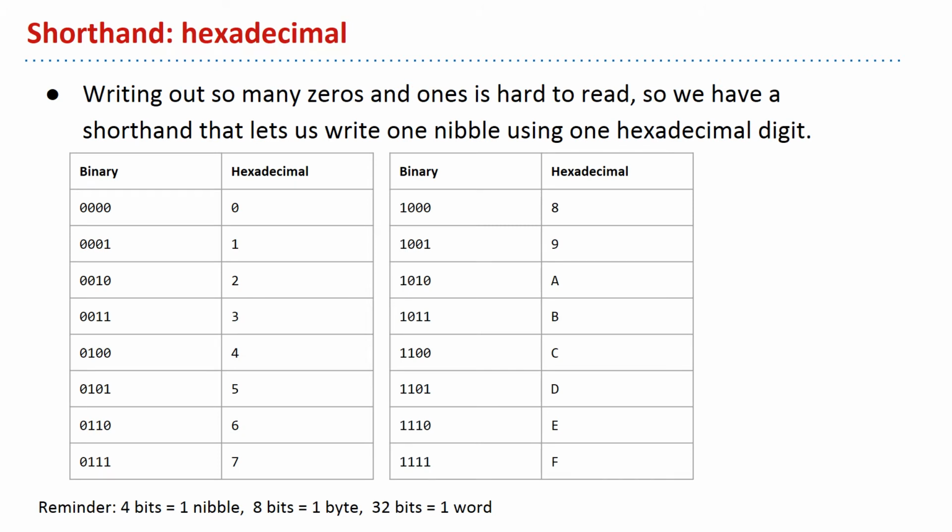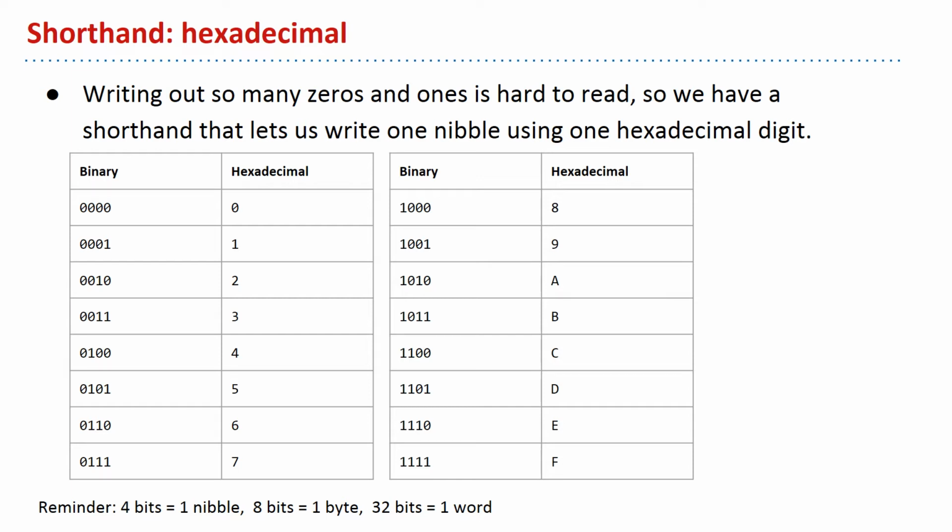Okay, so writing out a whole bunch of bits sometimes gets kind of hard to read. So we do have this kind of shorthand, and the shorthand is going to let us write 1 nibble using 1 hexadecimal digit. So remember that hexadecimal is base 16. So that means that there are 16 different digits in hexadecimal. They range from 0 through 9 and then A through F.